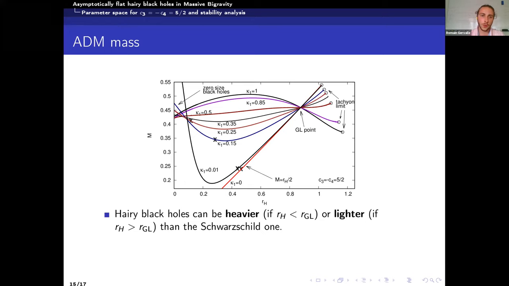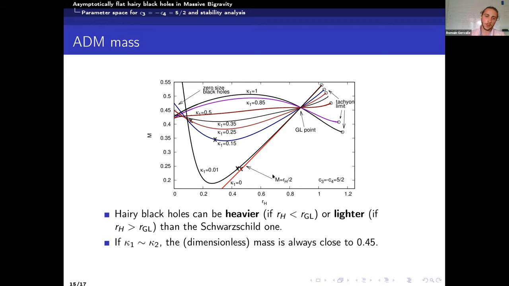So first, here I show the ADM mass of the solutions against the event horizon radius RH. So in red here, we have the curve for Schwarzschild. So it is just RH over 2. And we see that if we are below the GL point, then the hairy solutions for various values of kappa 1 are always heavier than Schwarzschild. But if we go above the GL point, the hairy solutions are always lighter than Schwarzschild. Okay, but more importantly, if there is no hierarchy between the two couplings, then the mass, which is the dimensionless mass in this plot, is always close to 0.45, which is just RGL divided by 2.